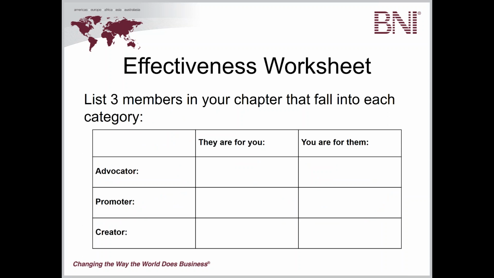So last week we talked about listing 3 members on the sheet and identifying where they are. For today's webinar, without saying who they are, because we don't want to throw anyone under the bus, just think about where they are and where you are for them. A lot of times, if they're in the creator category, then generally you are too. In the advocator and promoter areas, you're going to have a lopsided comparison sometimes.